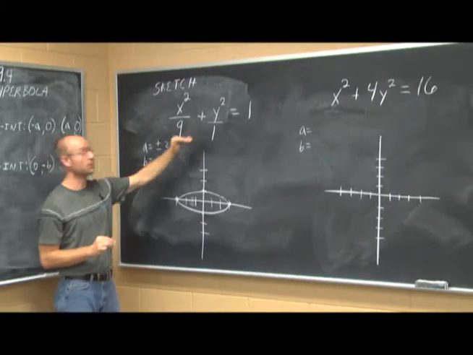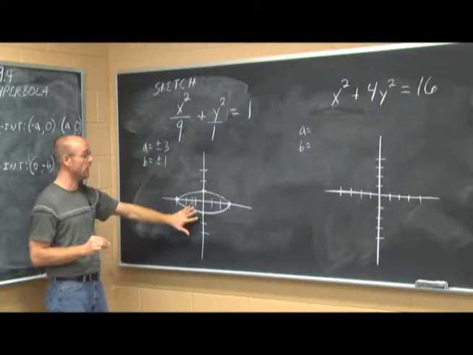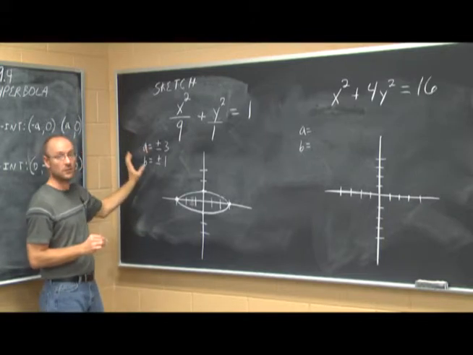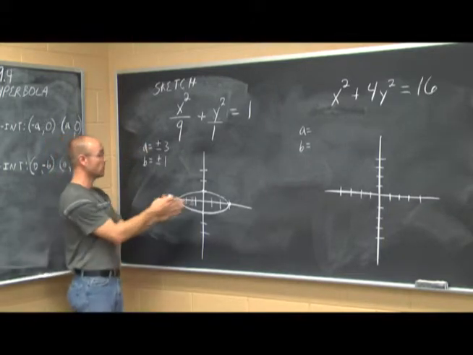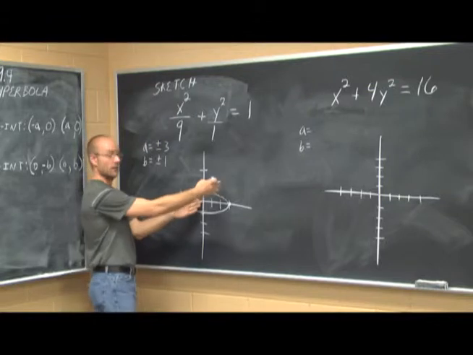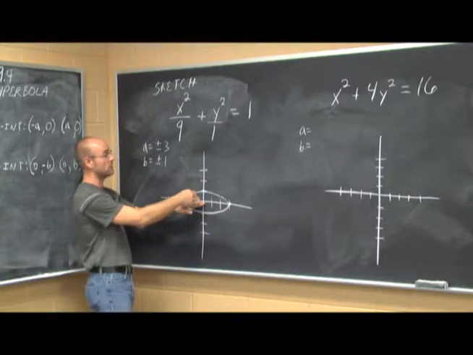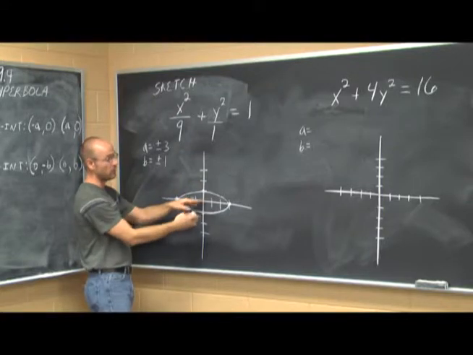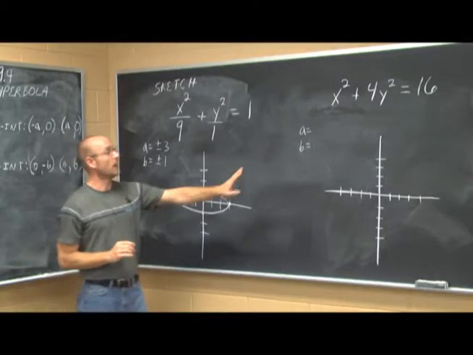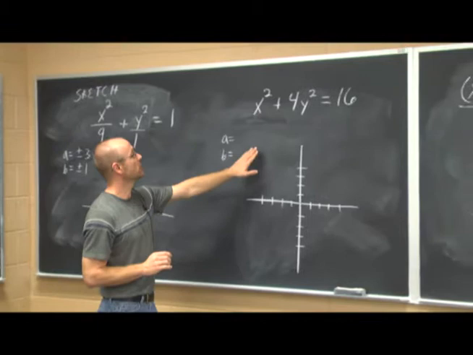Pretty simple. If it's in standard form, we can just find these a's and b's and use those to go from the center, a values to the right, a values to the left. From the center of my ellipse, b value up, b value down. All right, let's look at the next example here.